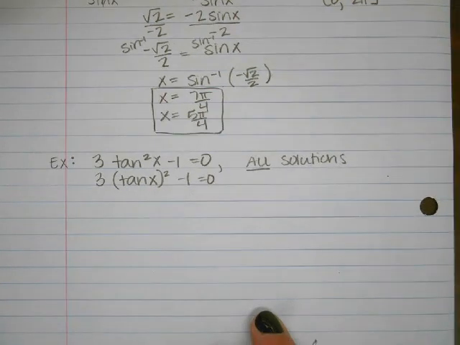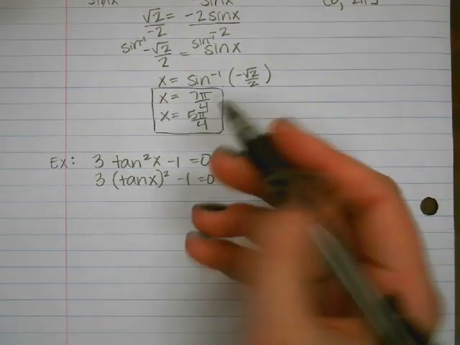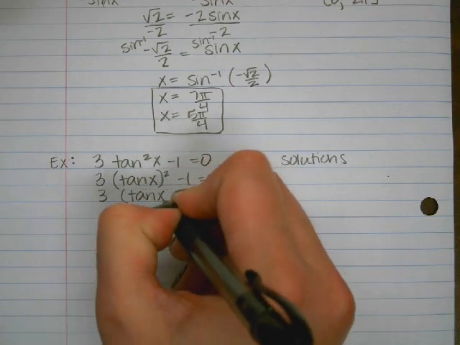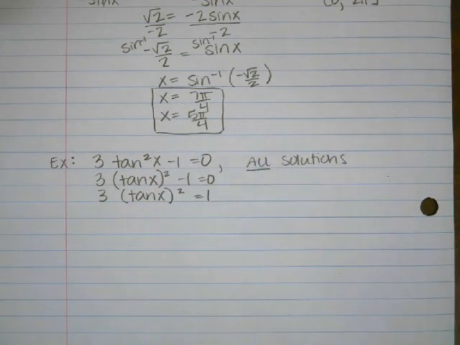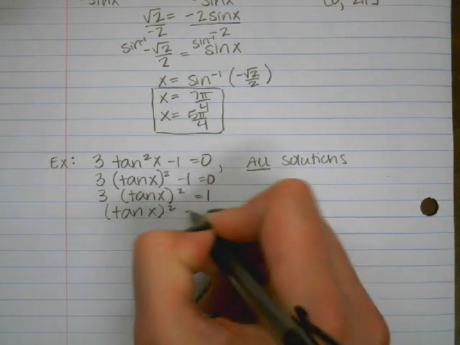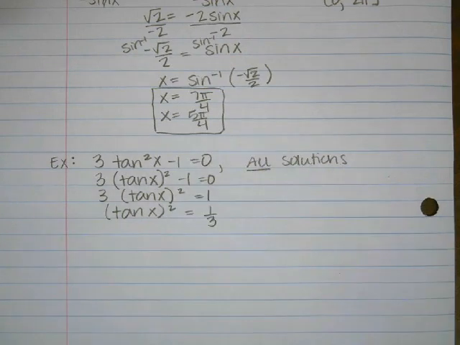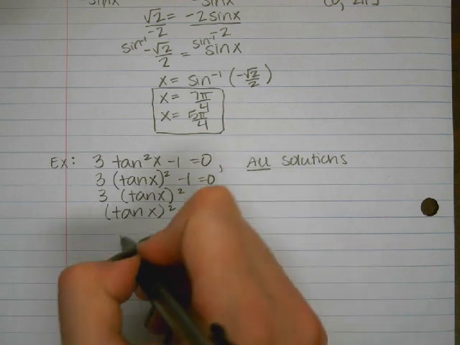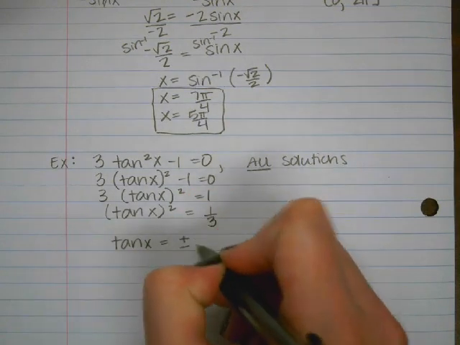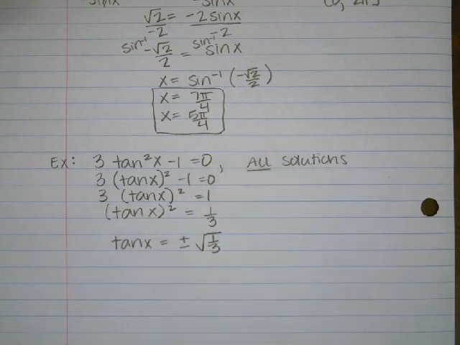Okay, so I'm going to start to move things away from x. I'll add 1 to the other side. And then I'll go ahead and divide the 3 over. And then I need to get rid of that exponent of 2, so I'm going to go ahead and square root each side. And when I square root, I do have that plus minus in the front of it.